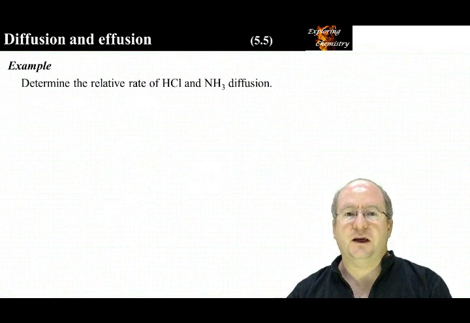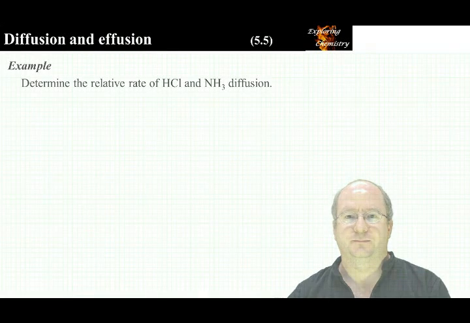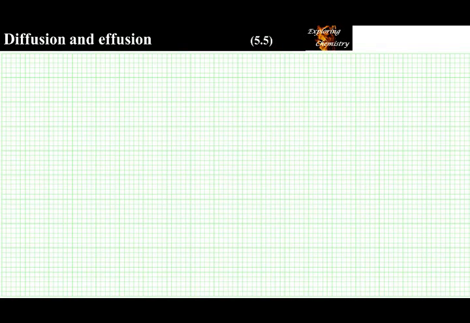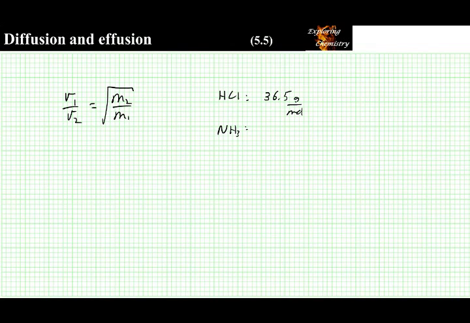Given that equation, we can now determine the relative rate of hydrogen chloride and ammonia diffusion. So to now apply that equation, we have V1 over V2 is equal to M2 over M1, all square rooted. For HCl, the molecular mass is 36.5 grams per mole. And for ammonia, the molecular mass is 15.0 grams per mole.